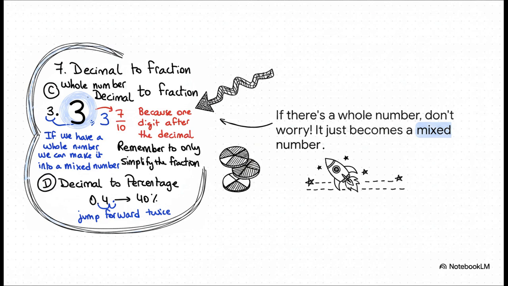Now, you might see a number like 3.7 and think, whoa, what do I do with that big number out front? Don't worry about it. It just hangs out. The 3 is our whole number, and we just focus on the decimal part. The 0.7, since it has 1 digit after the decimal, becomes 7 over 10. So 3.7 is just the mixed number 3 and 7/10.